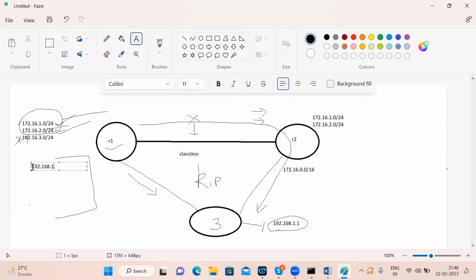But how many paths does it have? One is from router 2, which is statically defined, and one is directly from router 3, which is defined by RIP. Yes, sir. Okay, but now decide which path router 1 will choose to reach the 192.168 subnet. Tell me.